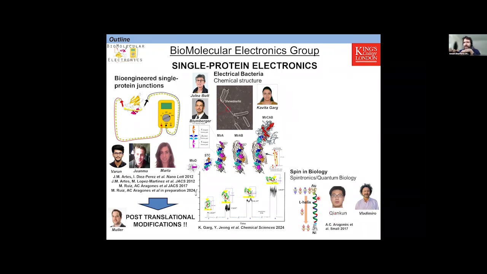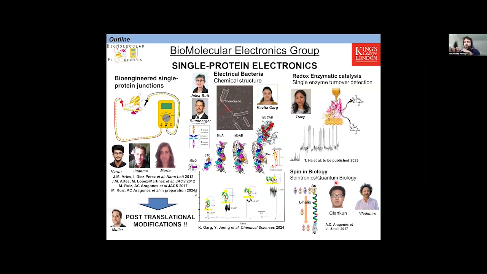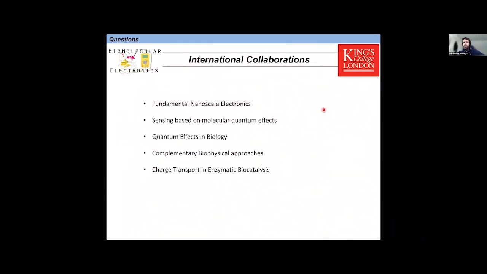We saw that helical structures in biology can really spin-filter the current. This is interesting, for example, for avian navigation, how birds orient in magnetic fields, or for redox enzymatic catalysis, which is the last project I want to show you. We look at redox enzymatic catalysis at the single enzyme level, so we can electrically transduce individual events from these systems and study the heterogeneity of this very important biological function in life.